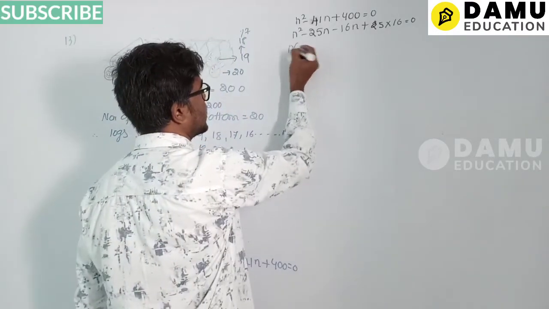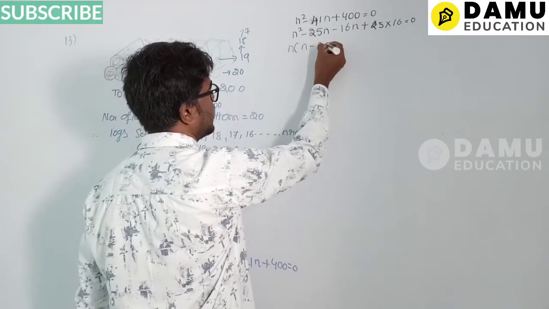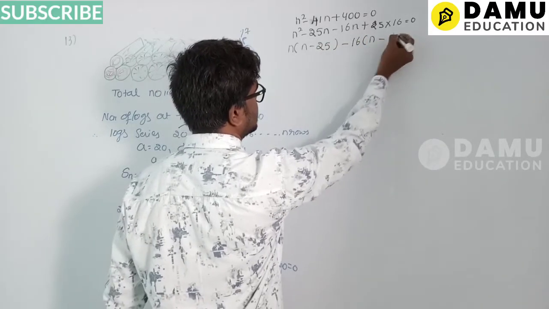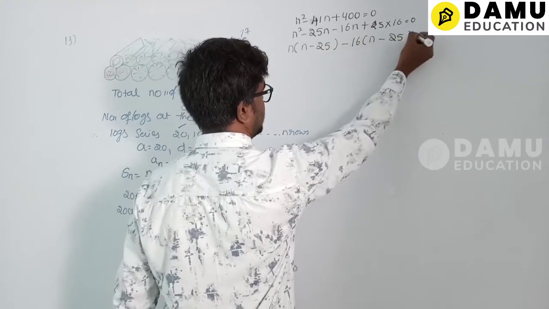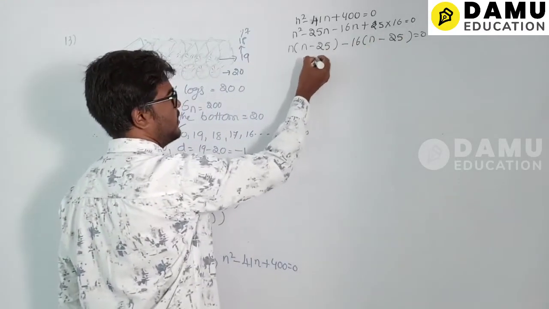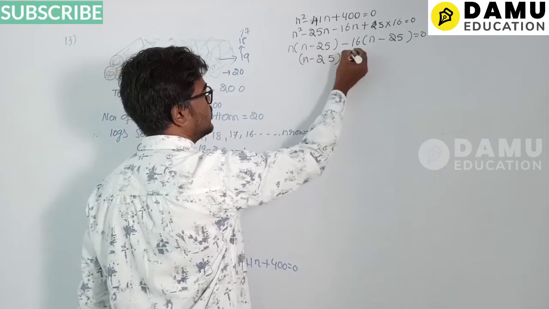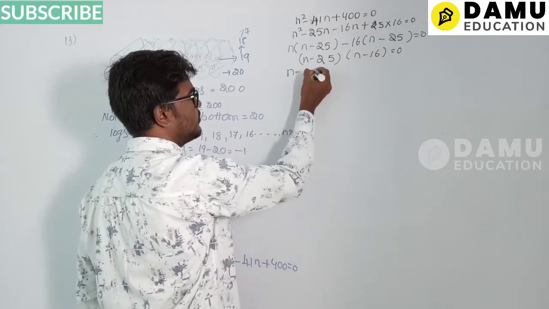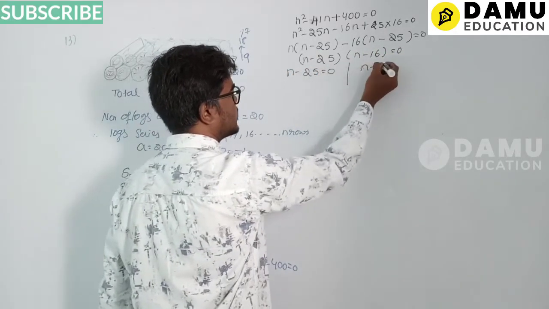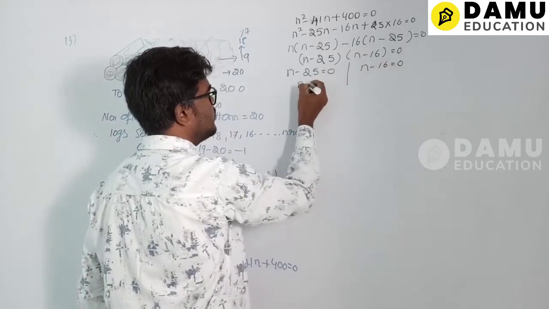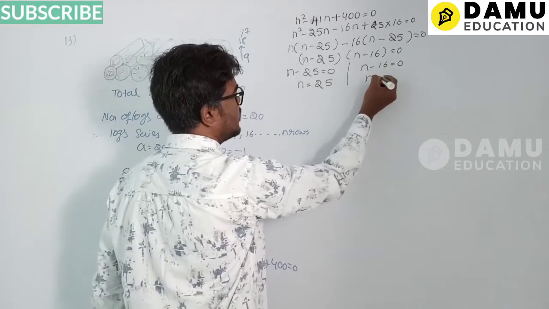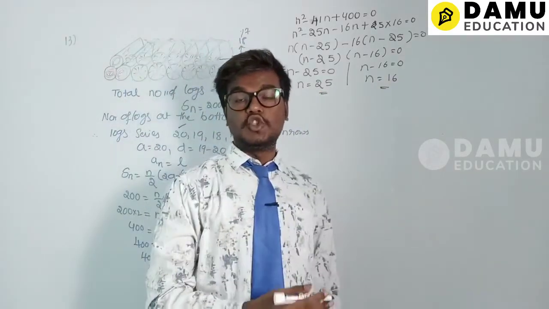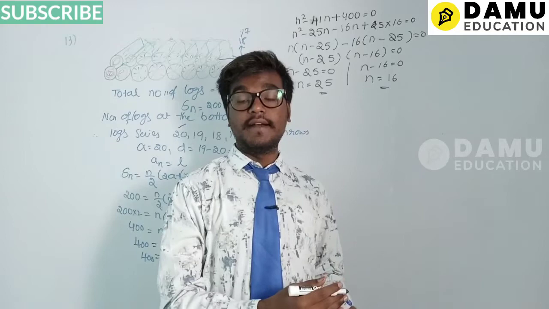So n we take as common, n minus 25. Here minus 16 you can take common, n minus 25. Minus into minus will become plus. n minus 25 take common, then n minus 16. Either n minus 25 will be equal to 0 or n minus 16 will be equal to 0. So n will be equal to 25 and n will be equal to 16. Here they are telling that the total number of rows will be equal to 25 or 16.